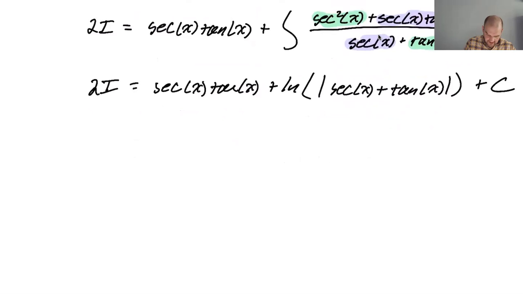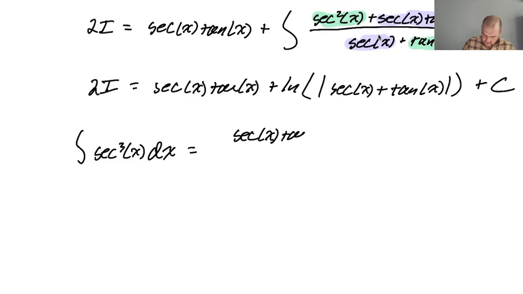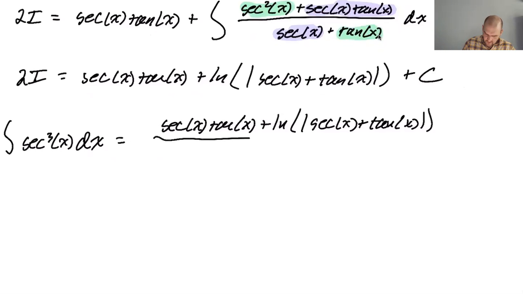So divide by 2, you get I, but I is just the integral of secant cubed. And then you get secant tan plus the natural log of the absolute value of secant plus tan, and then all divided by 2 plus C.